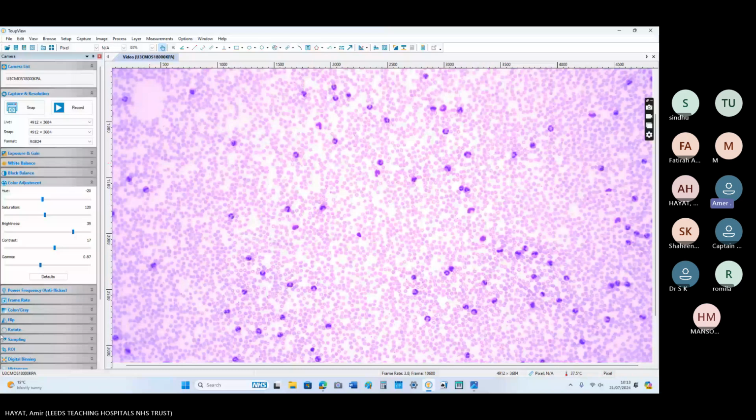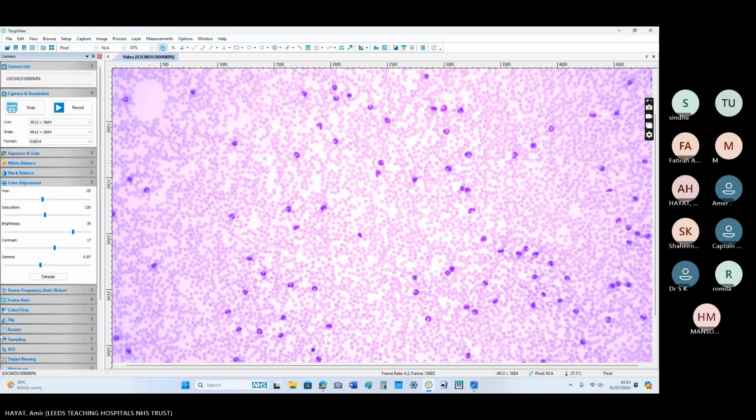The biomedical scientist calls you because he has seen a white cell count of 98, and he thinks that this is chronic myeloid leukemia. So this is the blood film, at power 10, a general overview.